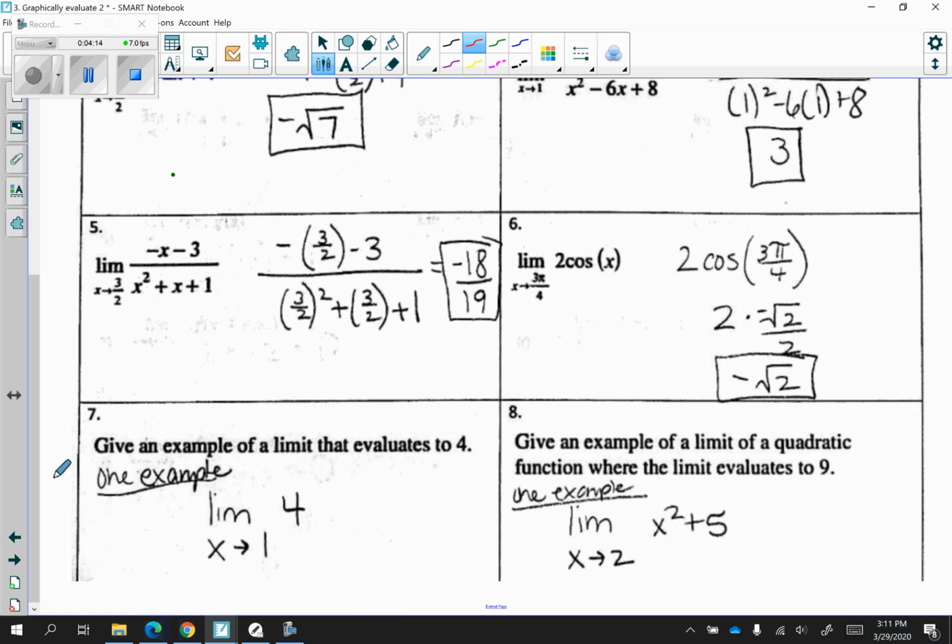And number 8, give an example of a limit of a quadratic function where the limit evaluates to 9. Now remember, it says quadratic, so it has to have an x squared. So I wrote as my example the limit as x approaches 2 of x squared plus 5. If I were to substitute 2 in for x, 2 squared is 4, 4 plus 5 is 9. Again, you may have different answers, and that's good.